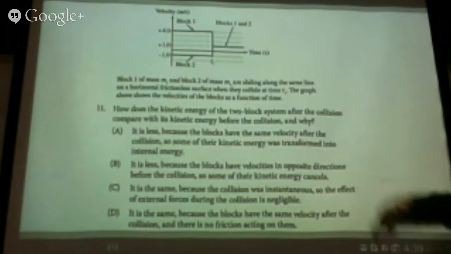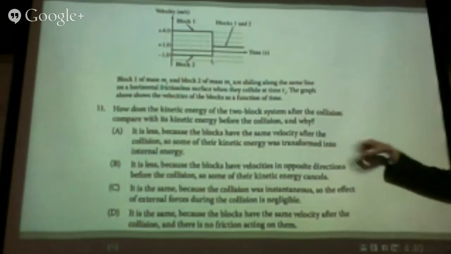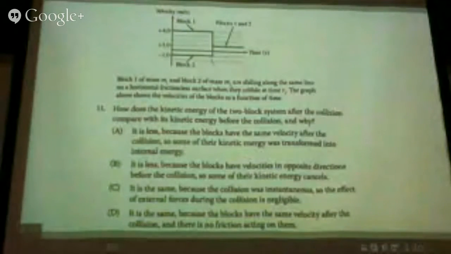It's less because the blocks have the same velocity after the collision, so some of their kinetic energy was transformed into internal energy. Yeah, that's absolutely the case. This one, by the way, you could answer just by knowing what we call this type of collision. When they move together after they collide, what type of collision is that? Inelastic. A completely inelastic collision. Inelastic collisions in general, we have some of our kinetic energy transformed into internal energy. It goes to making the thing shake.